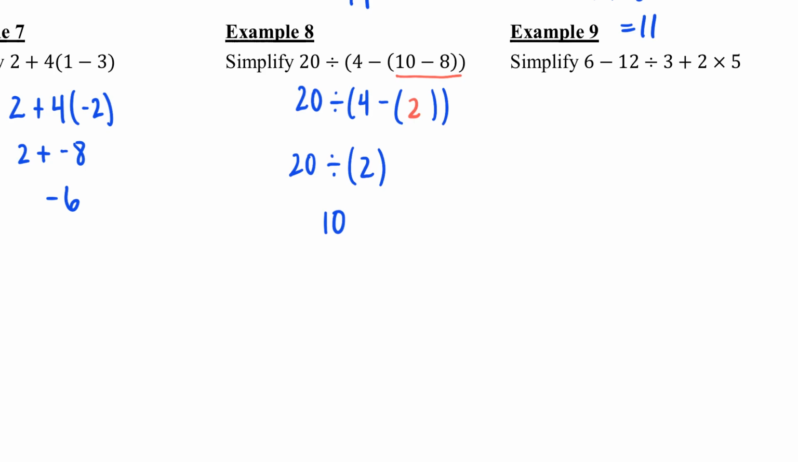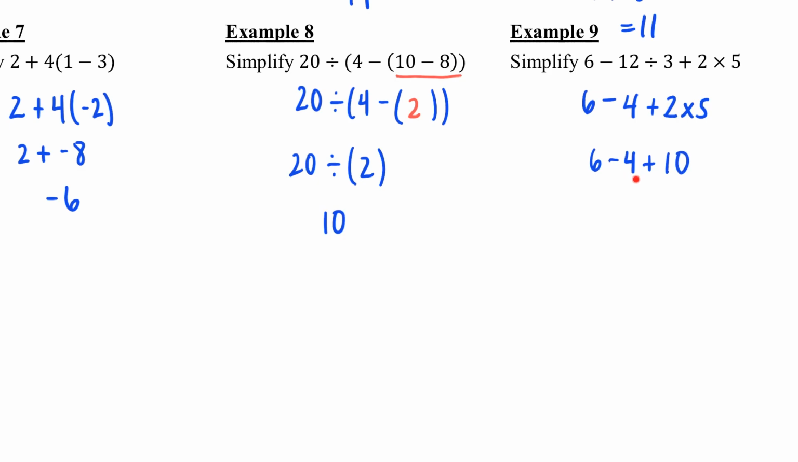So example 9, we've got subtraction, division, addition, and multiplication. So we're going to do the multiplication and division first from left to right. So we're going to do 6 minus 12 divided by 3 is 4. And then we're going to do plus 2 times 5. Now we're going to do the multiplication. So this would be 6 minus 4 plus 2 times 5, which is 10.